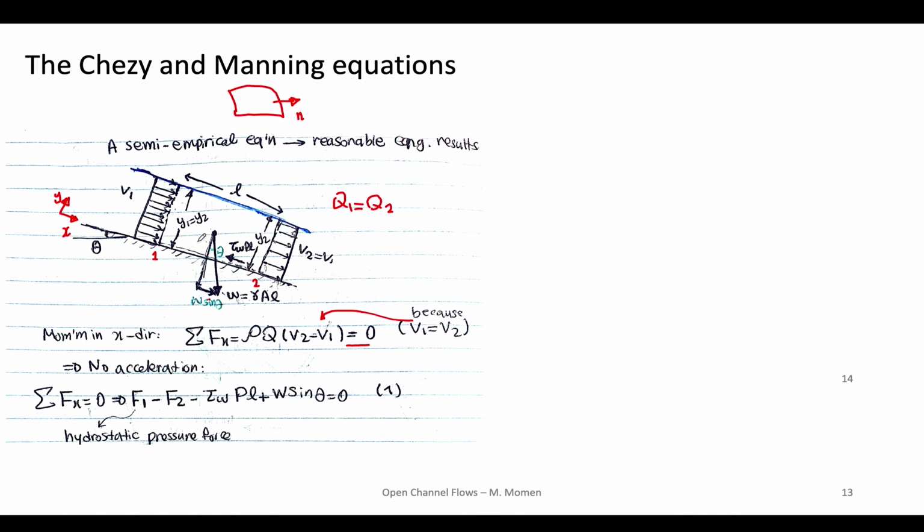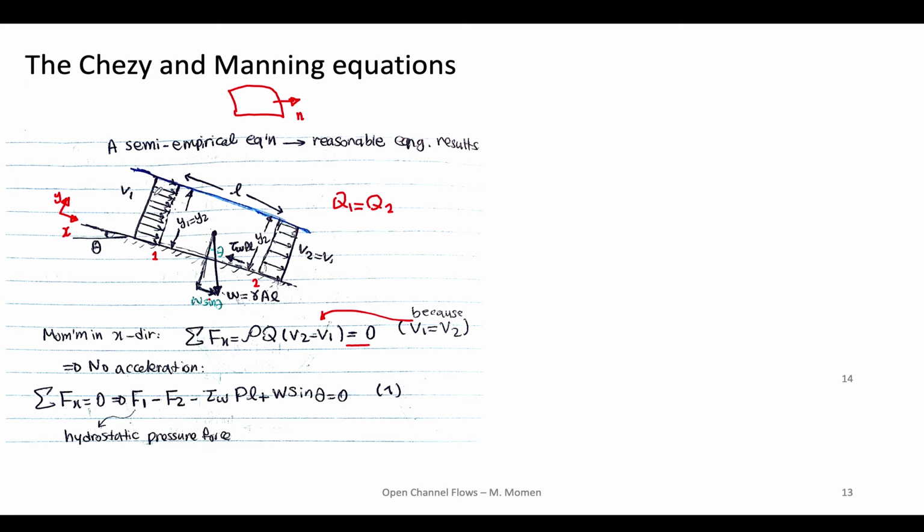So the flow is not accelerating, right? And this is kind of obvious because v2 and v1 are equal, right? So the velocity is not increasing. So I can say that the sum of the forces should be 0, and then I just write the sum of all the forces in this control volume.